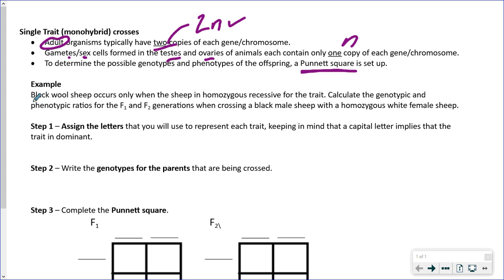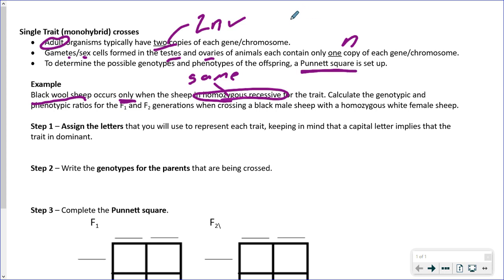So what do we have here? Well, we have a black wool sheep. This is kind of important: the only way that you can get the black wool sheep is when the sheep is homozygous recessive. Homozygous recessive. So you need to understand the terminology. Remember that homozygous means that the letters are going to be the same. We use capital and lowercase letters for dominant recessive relationships.